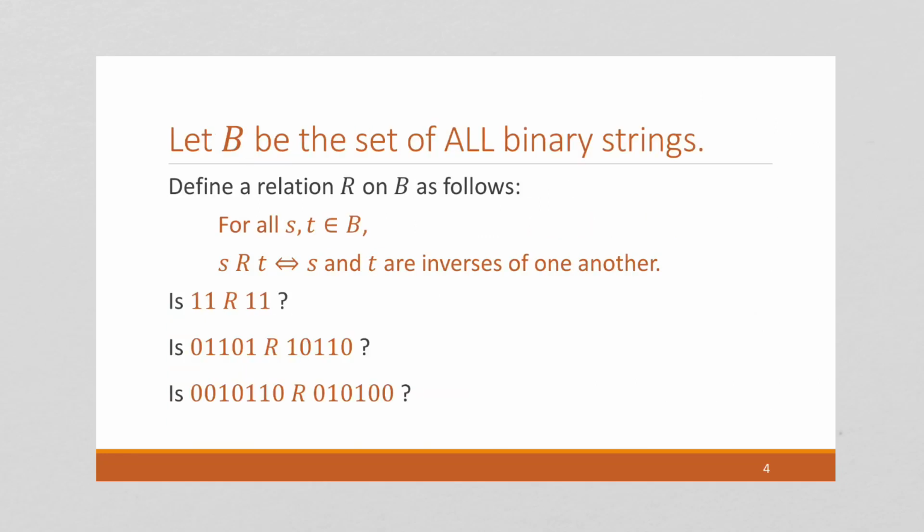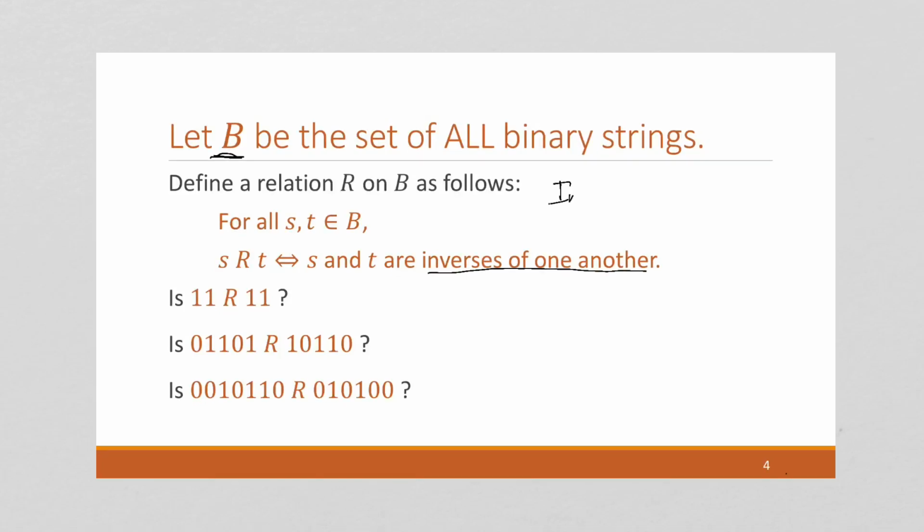So let's look at a different relation over binary strings. I'm going to say B is the set of all binary strings. So B is an infinite set. And I'm going to define a new relation R on B such that two elements of B are related if they are inverses of one another. So what does that mean? Well, the inverse of a string is going to be if we reverse it.